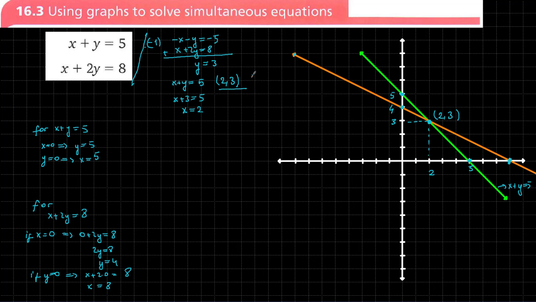Also, as you see, we found the same value here that we found by using the simultaneous equations. Of course, it seems easy to use simultaneous equations for finding the solution, but if you need to solve with a graph, you can also use this method.